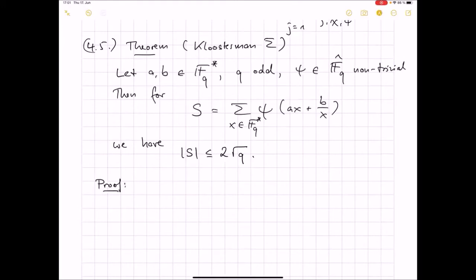Here's the proof. The trick is we use a little trick. We transform this Kloosterman sum a little bit. The first problem is that it's only an additive character sum, but it contains a rational function, not a polynomial. I want to convert this into a polynomial. So I take the quadratic character, the unique non-trivial quadratic character of F_q star, and here I use that q is odd.